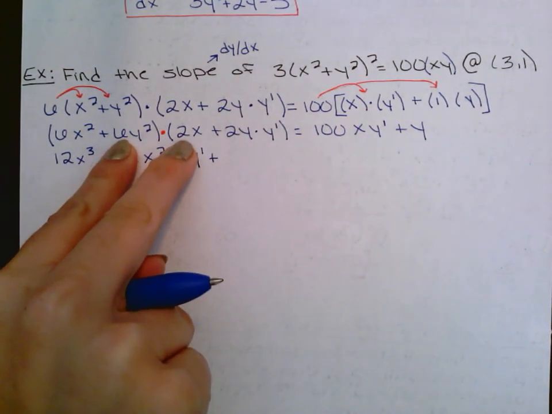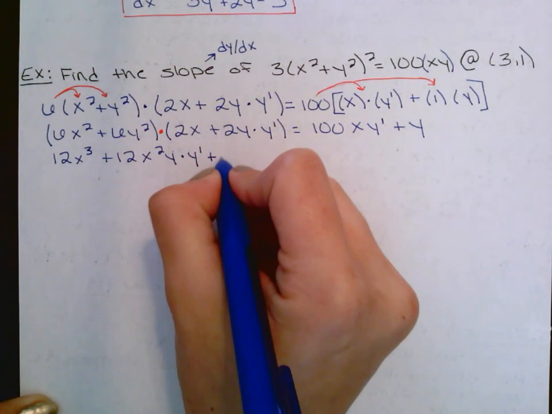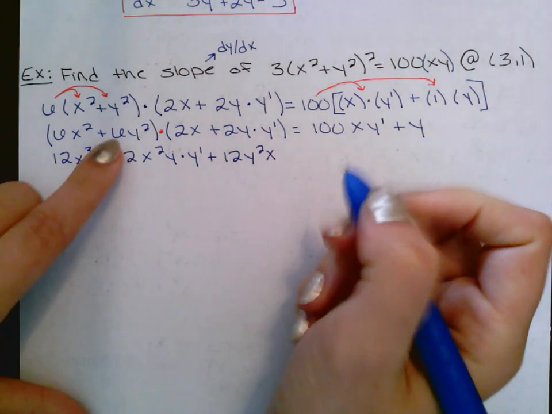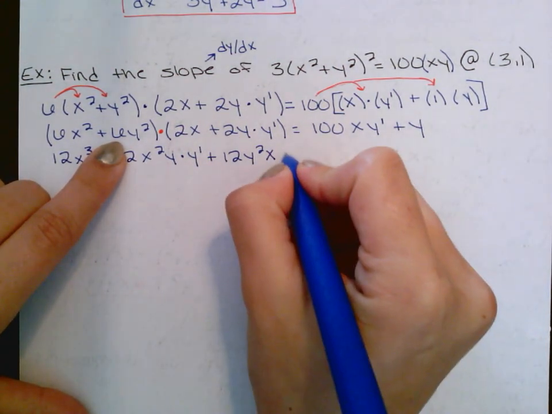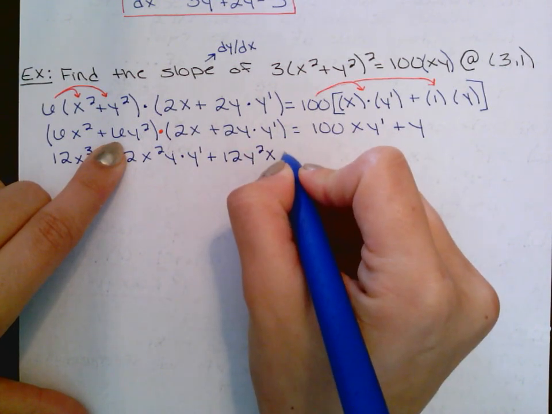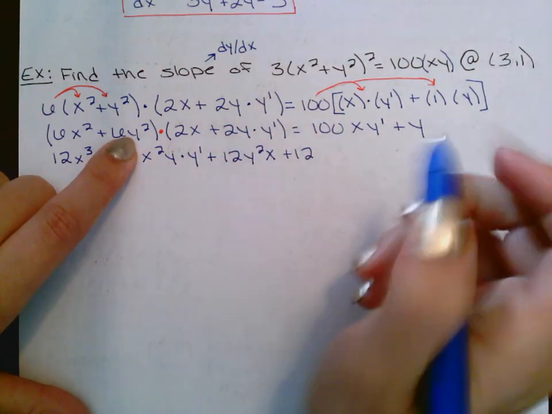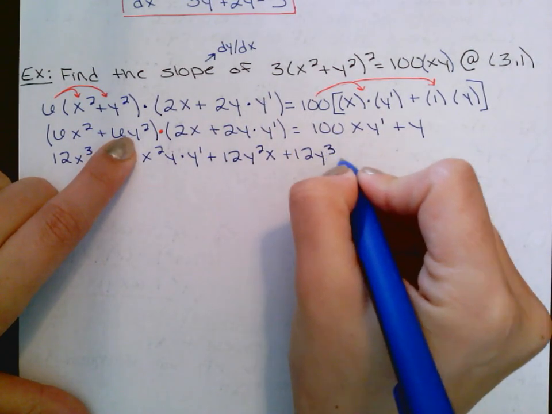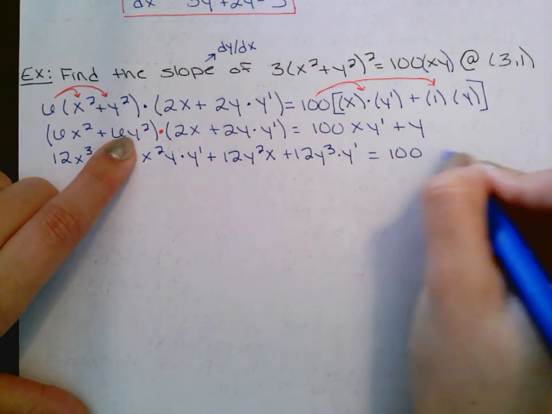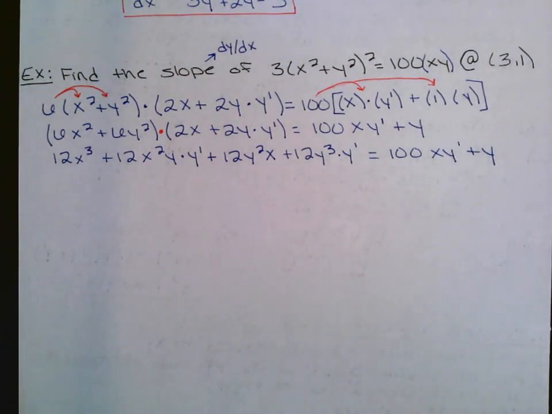Plus, I've got these two, so this is 12y squared times x. And then now these two, inner, outer, first, inner, outer, last, okay? So I've got another 12. I've got a y squared and a y, which gives me a y cubed. And then I have a y prime. And then I'm just going to rewrite this right side. So I told you guys, the calculus is the easy part, it's the algebra that's annoying.